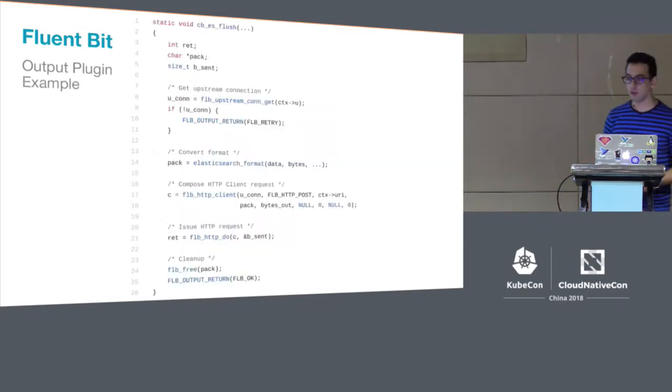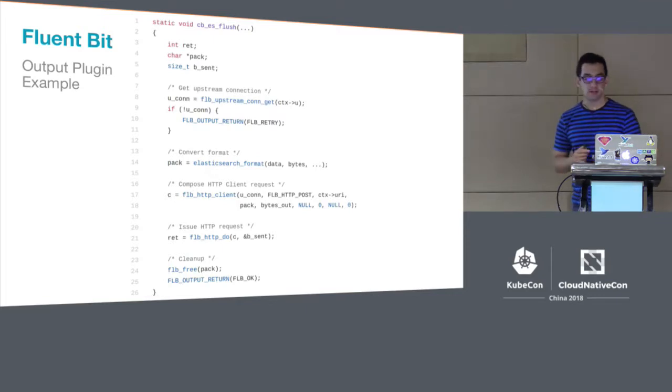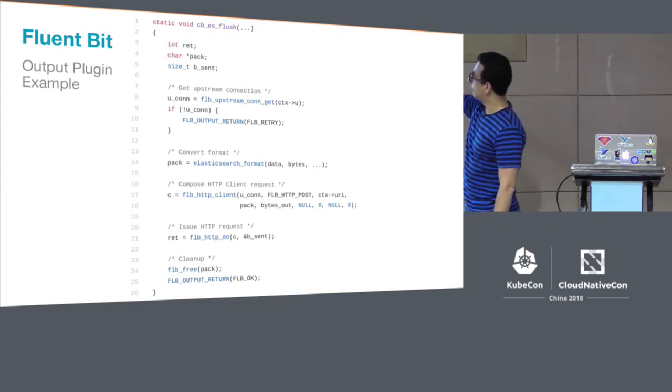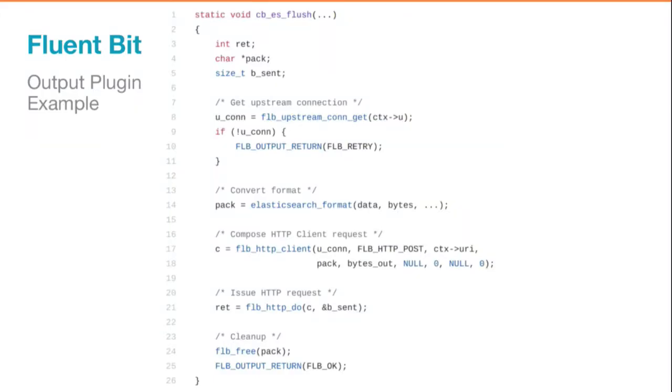So I'm not sure if you're familiar with the C language, but this is just a very simple output plugin for Fluent Bit. What it does is connect to Elasticsearch, convert the data, and send the data to the service. Okay, this is a function definition, and the name is random. What we have here on line 8 is just getting a TCP connection to the service that was defined in the configuration. We call it an upstream connection.